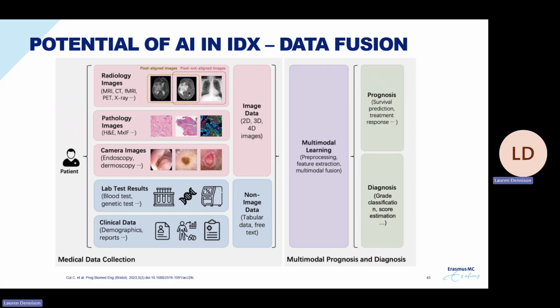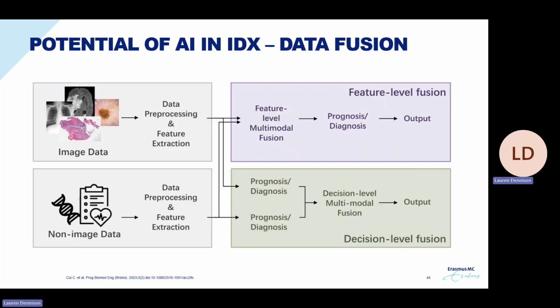And this is a nice schematic where you can see a high-level overview, where you have the different domains on the left-hand side. So there's image data from radiology and pathology, of course, but also potentially from clinical camera images, and there's lab test results and clinical data. That can all be fed into a multimodal learning model, which can then produce a diagnosis or prognosis for the patient. So far, so good. I think that's the aim.